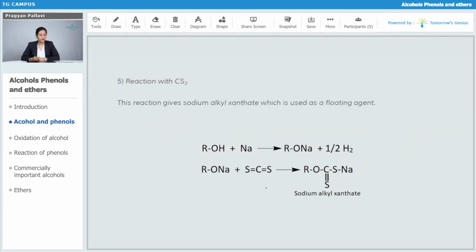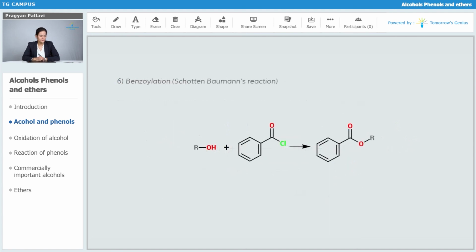So its reaction with carbon disulfide: alcohol reacts with sodium to form sodium alkoxide, RONa, and it liberates hydrogen, and upon reaction with carbon disulfide it forms sodium alkyl xanthate. So in benzoylation, this benzoyl chloride upon reaction with alcohol gives this benzoylated product. This reaction is called Schotten-Baumann reaction.